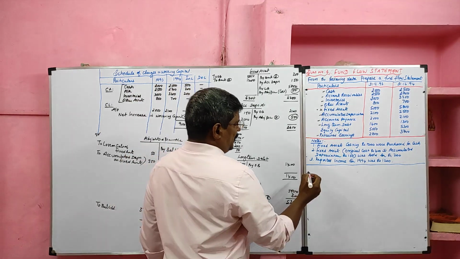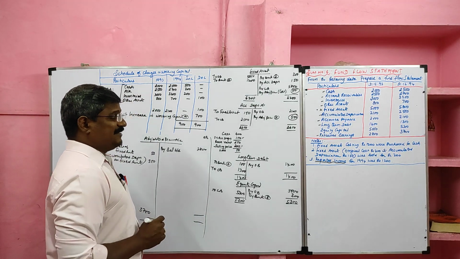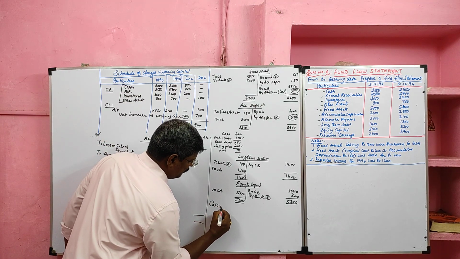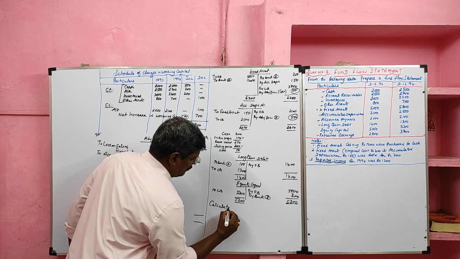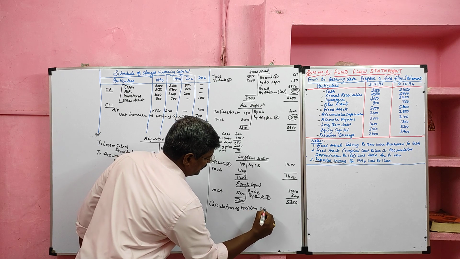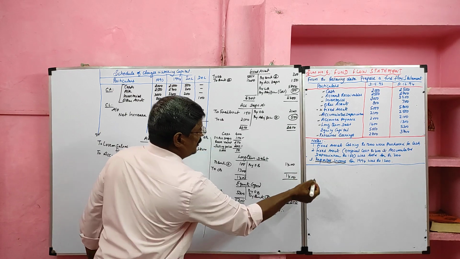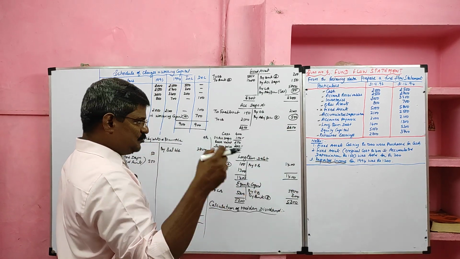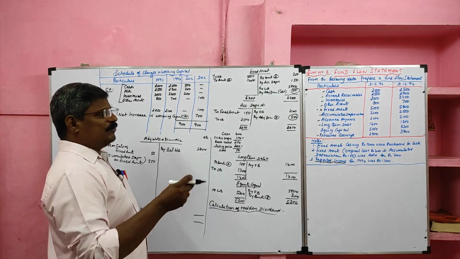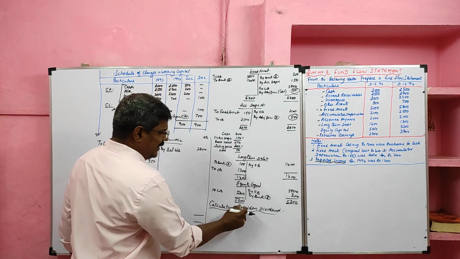Then very important, reported income is given. If reported income is given, we have to ascertain the hidden dividend. Now I am going to calculate hidden dividend. Calculation of hidden dividend, because here reported income is given, dividend is not given, so we have to find the dividend. If both reported income and dividend are given, we can ignore the reported income. Here I am going to calculate the hidden dividend.